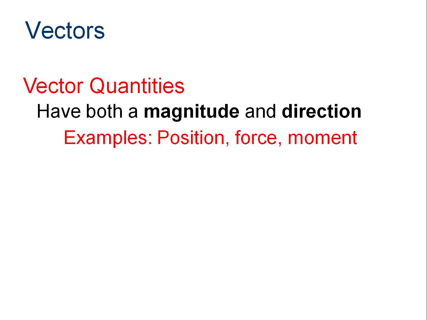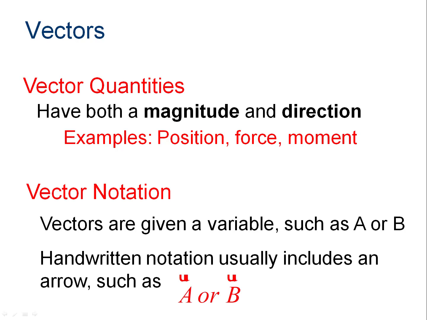So just a quick review on what a vector is. A vector quantity has both a magnitude and direction. Some examples are position, force, that's what we're going to deal with here, and moments. The vector notation is given by a variable such as a or b, and usually the handwritten notation is a with an arrow over the top of it or b with an arrow over the top of it. That font got a little bit messed up there.